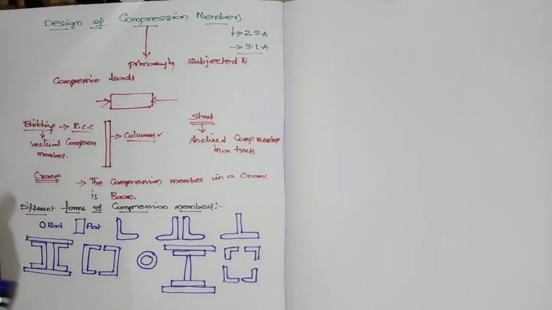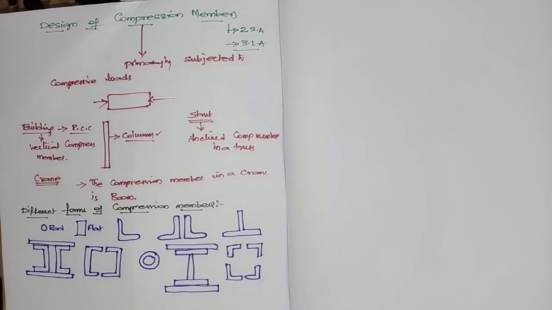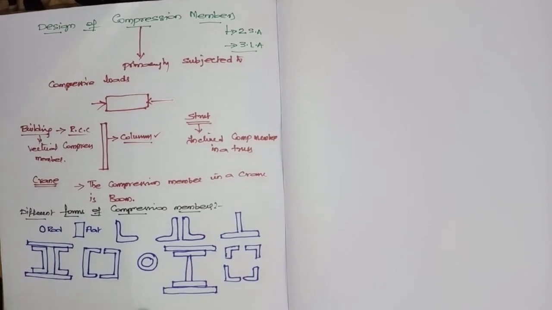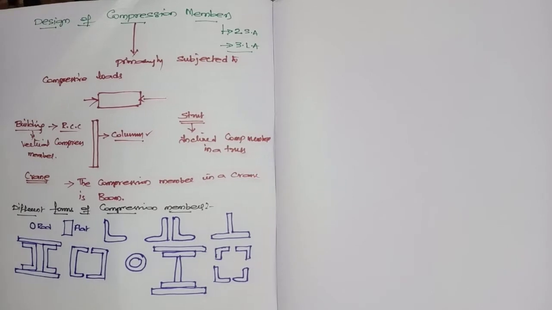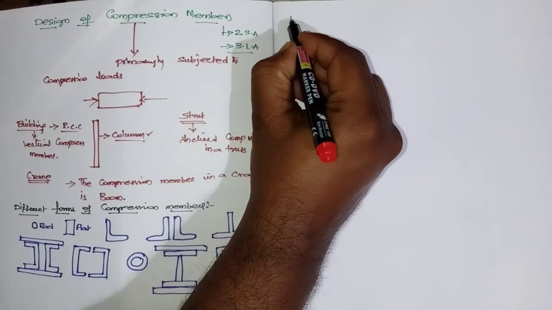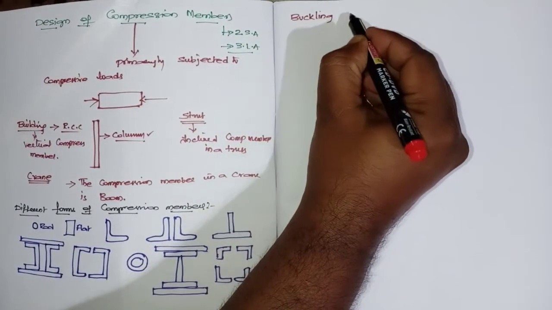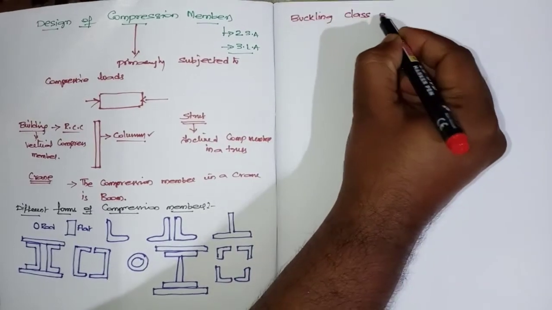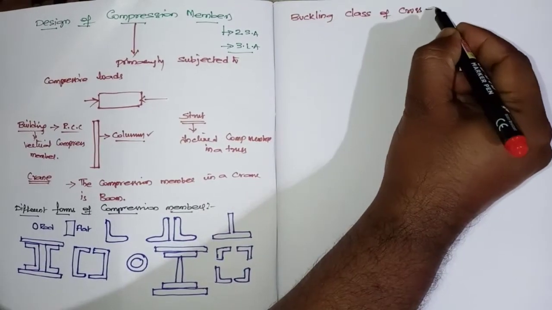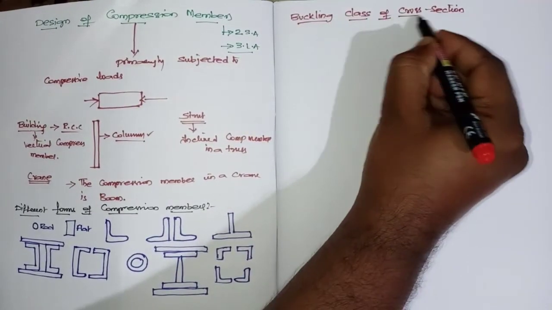Built up sections. Not only beams, in every section, if a load coming from the structure is unable to be taken by the individual readily available market items, then in such situations you are supposed to make the modifications. Now here you are going to learn a new term: buckling class of cross section. What is this buckling class of cross section?